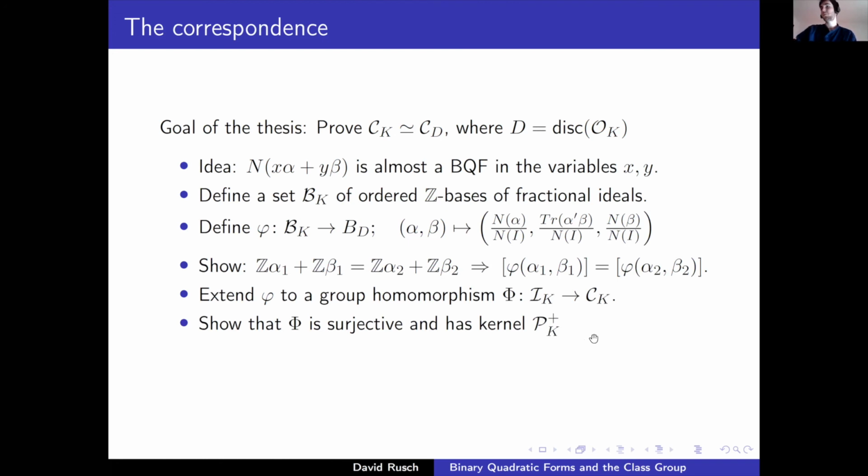Okay, and then we are actually almost done because we can just apply the first isomorphism theorem, and we get that this quotient here, I_K quotient P_K^+, is isomorphic to C_D.